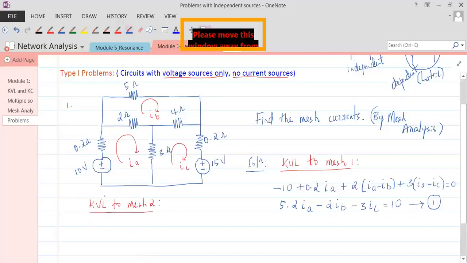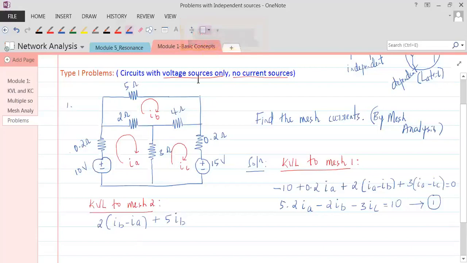So it's 2 into, now I'm operating in mesh 2, so I'm moving in this direction. IB is moving in the clockwise direction only, but when I'm moving to the left in this 2 ohms, IA is moving to the right. See, IB is moving like this, IA is moving like this. So it is 2 into IB minus IA since I'm in mesh 2. Through this 5 ohms, only IB is flowing, so I'll just write that as plus 5 into IB.